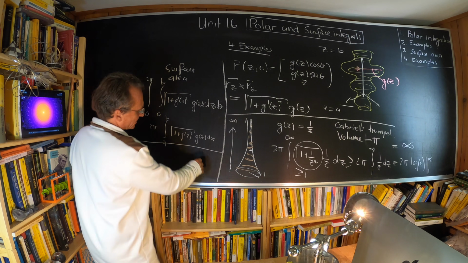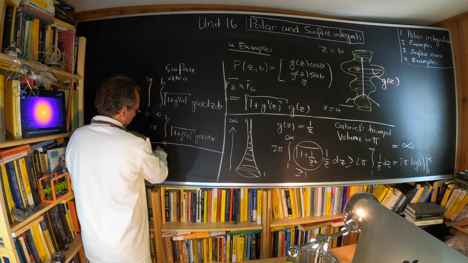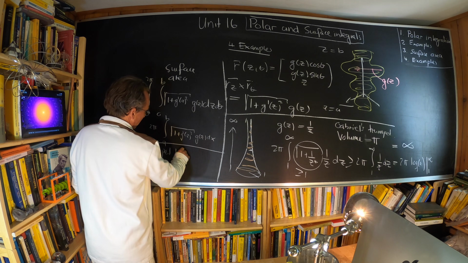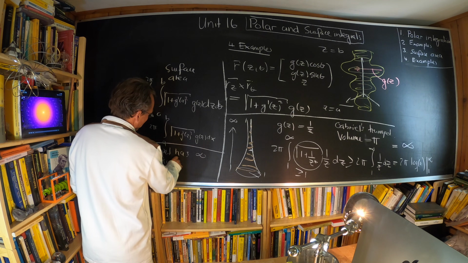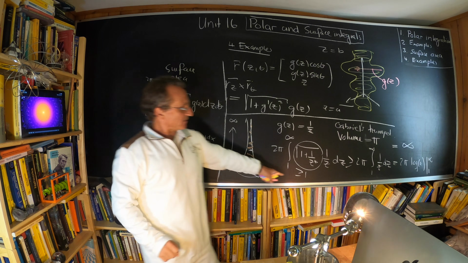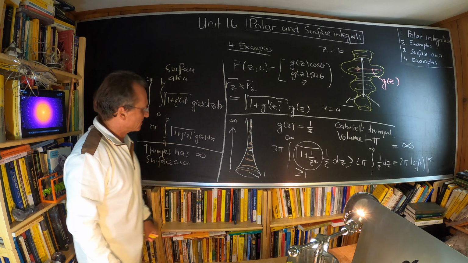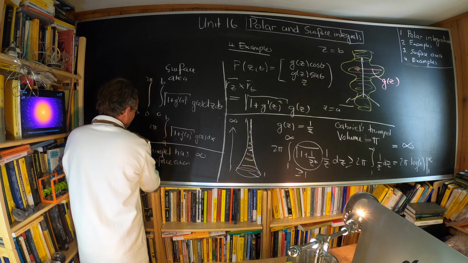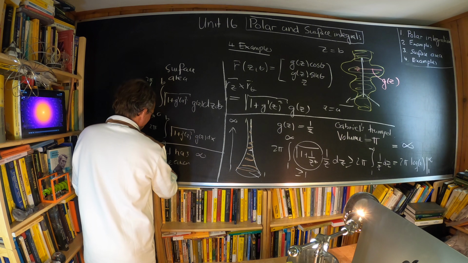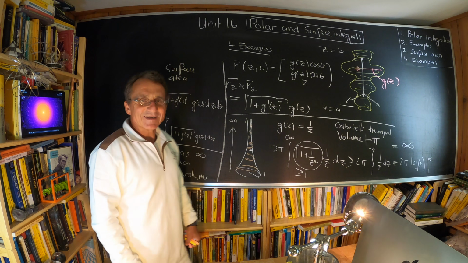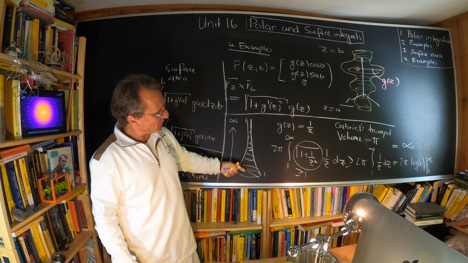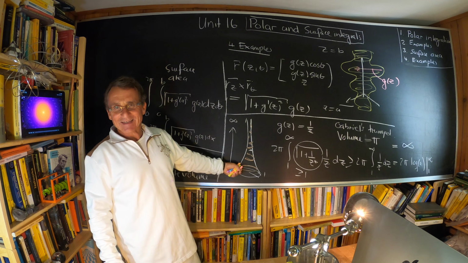So the trumpet here has infinite surface area, because it's bigger than something which is infinity, but it has finite volume. And the reason why it's so famous is because you can fill it with paint, but you cannot paint it.